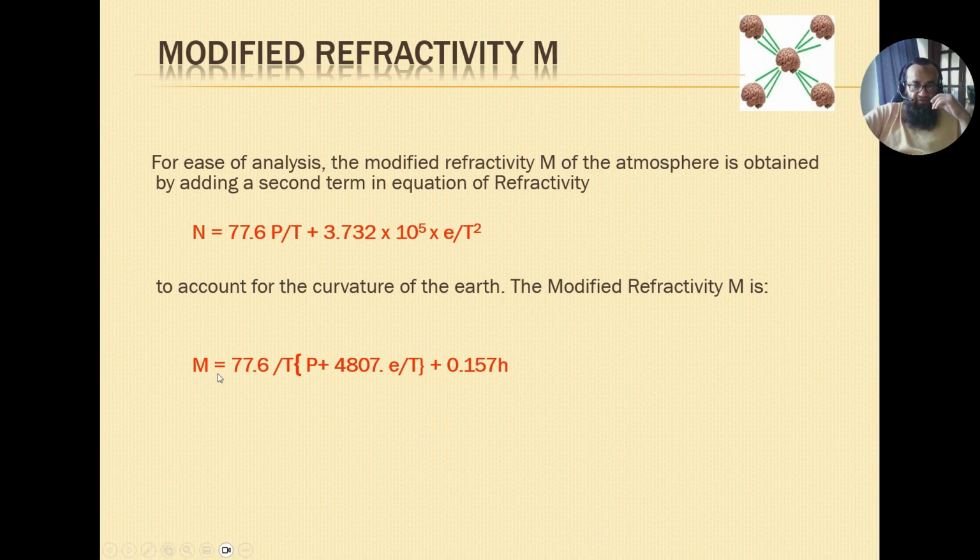So that's why it gives M a modified value. Whenever you take the value of N and want to convert it to M, you have to take the height at that point, multiply it by 0.157 and add it to this value, so you will have a modified refractivity. We will go into further detail. This video may not be answering some of your questions right now, but in my coming video I will relate it to something so that I can tell you what that formula was and how it is applicable here.